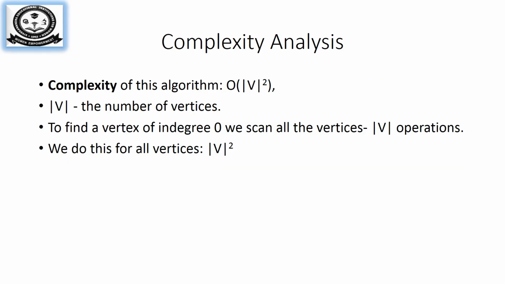The complexity for topological sorting: you have to consider all the vertices for calculating the in-degree. Hence we have to scan all the vertices and the edges associated with all the vertices. Hence you will have pairs of vertices in this computation. Hence the complexity for topological sorting is V square.